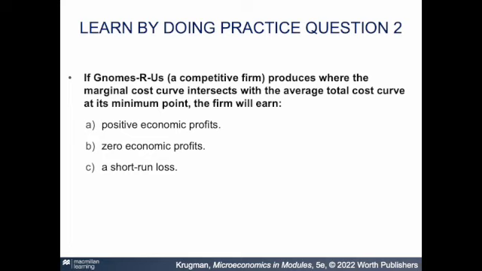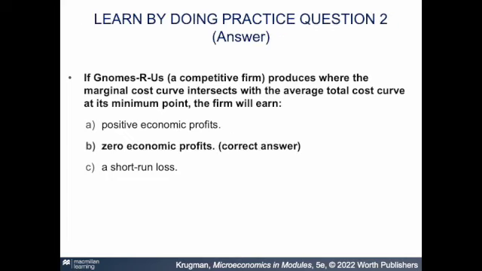Learn by doing practice question 2. If Gnomes R Us, a competitive firm, produces where the marginal cost curve intersects with the average total cost curve at its minimum point, the firm will earn: A. Positive economic profits, B. Zero economic profits, C. A short-run loss. B. Zero economic profits. Correct answer.